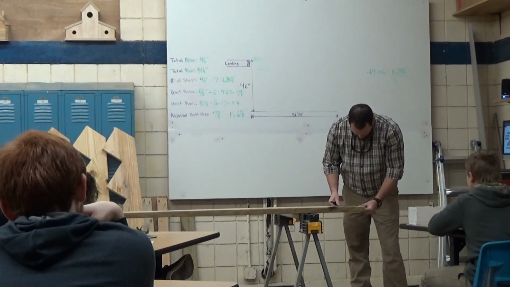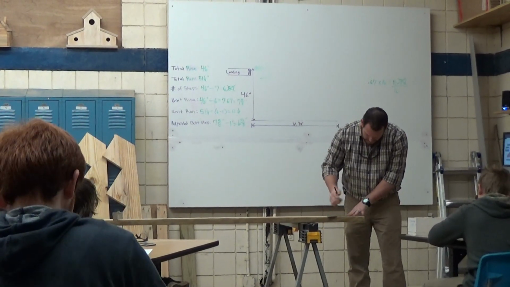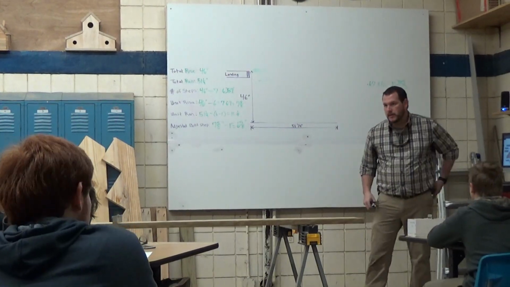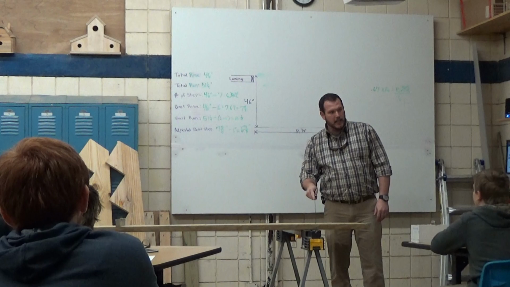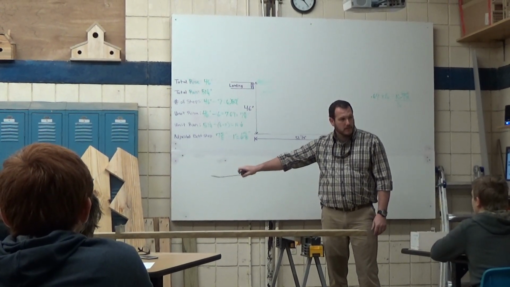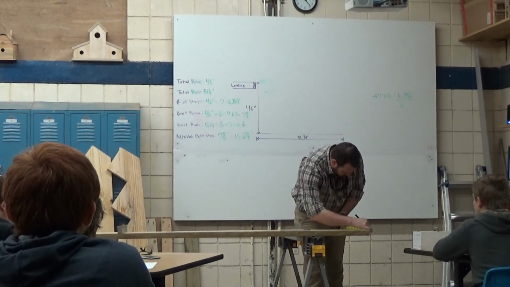All right. Now this particular 2x12, does anybody notice anything about it in particular? What kind of wood is it? Treated. These over here are not treated. If I'm building outside, I got to use treated. If I'm building inside, I can use regular board.